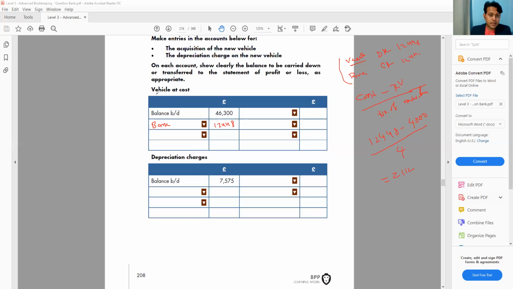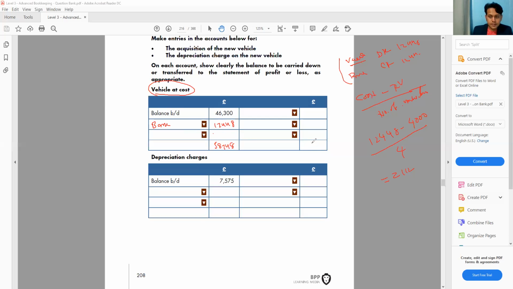So we are doing the vehicle at cost account. On the debit side, we're going to write the bank. That's it, this is the only asset we have bought. If we add these two, that will give me the total cost or total value we have for the non-current assets. If we add 46,300 plus 12,448, that will be 58,748.